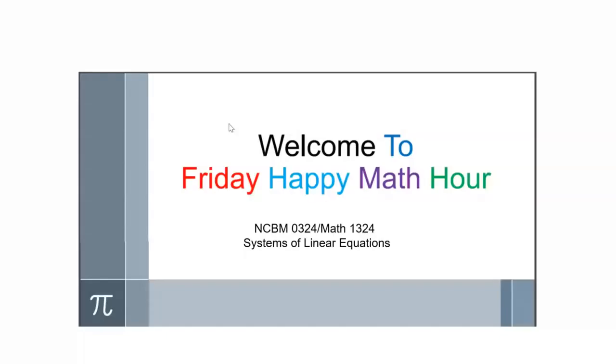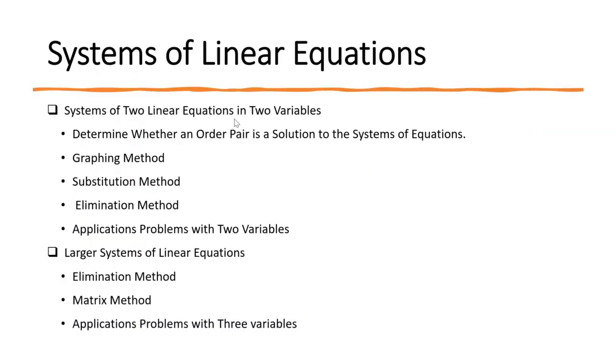Equations. I believe it's from chapter 6, section 6.1, 6.2, and part of 6.3. These are the topics that I will cover today. Systems of two linear equations and two variables. I believe this is 6.1. The first topic will be determining whether an ordered pair is a solution to a system of equations.